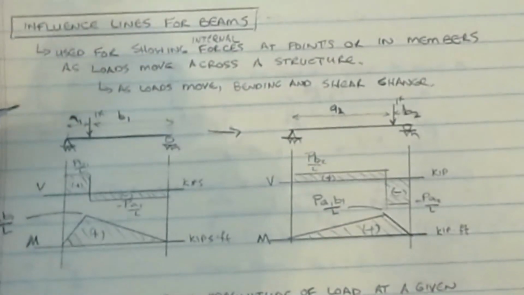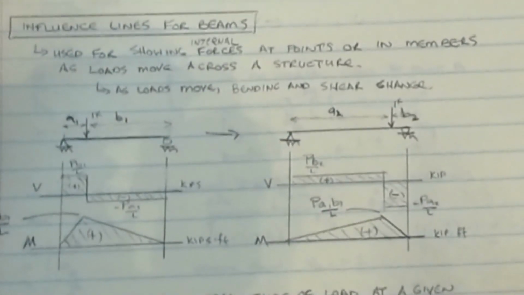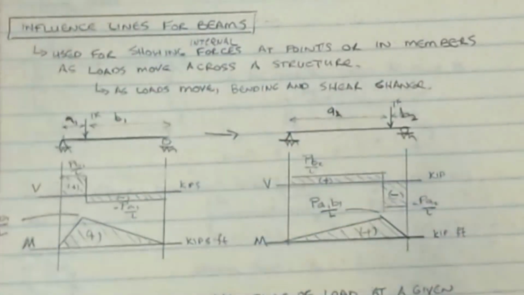So the first area that we're going to look at with regards to influence lines has to do with beams. And basically, an influence line is used for showing internal effects, whether it's a reaction or an internal shear or an internal moment or anything within a structure at a singular point in the structure as a load is moved across the structure.